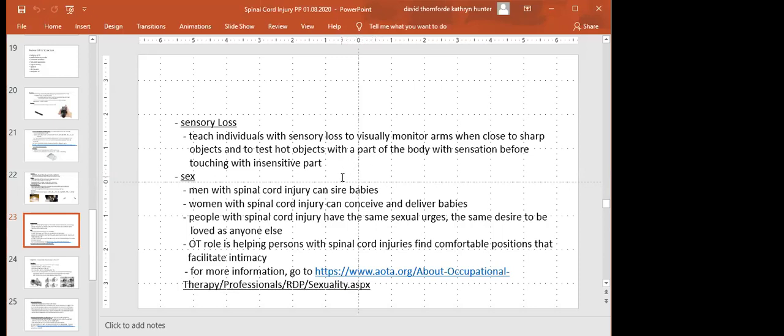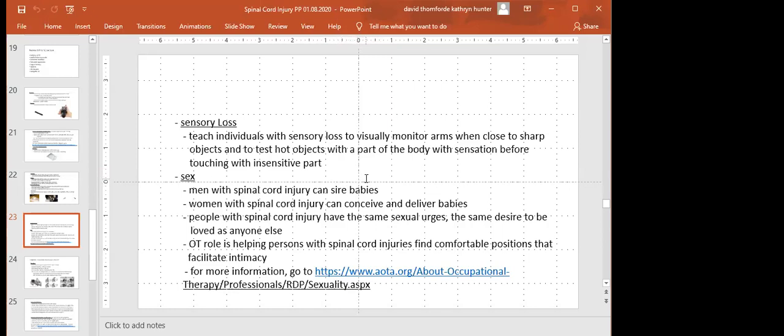you can advise the people on such areas as positioning. The standard positions for sexual activity may not be possible for a person with a spinal cord injury. So you need to think about how the person and their partner can find comfortable positions that allow them to enjoy intimacy.